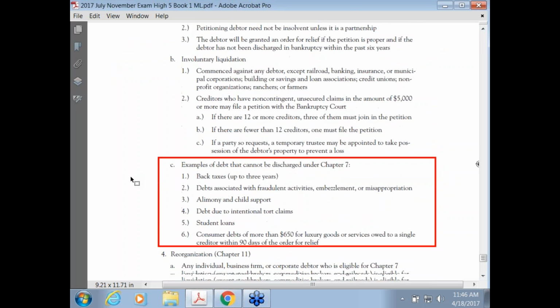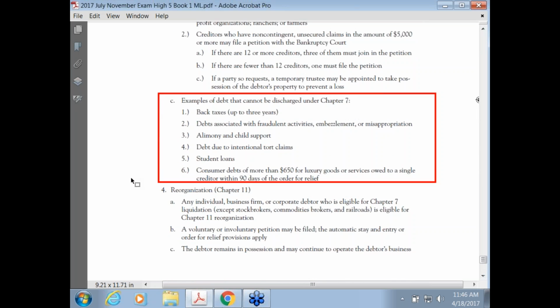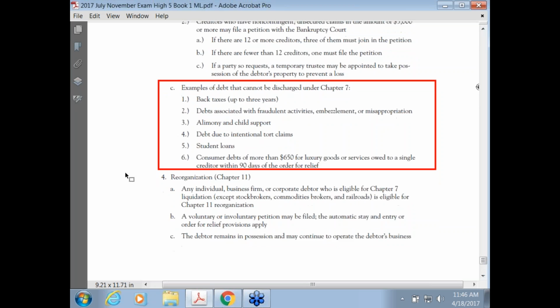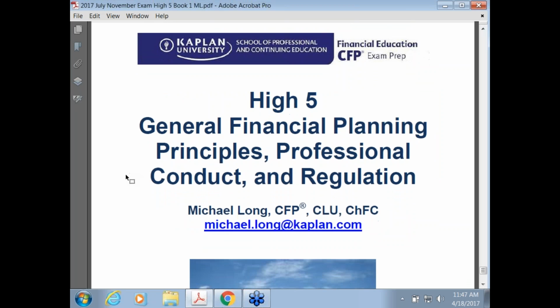All right. Here's another one I want you to remember that is in the pool. It's probably more probable you would just have to know the difference between 7, 11, and 13. But regarding Chapter 7 bankruptcy, what are some things that cannot be discharged in a Chapter 7 bankruptcy? And I think the most likely candidate here that might show up would be alimony and child support. That's not going to get discharged. So that has been a good pool question as well.